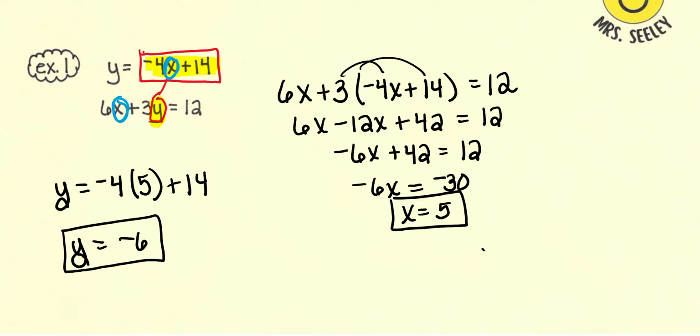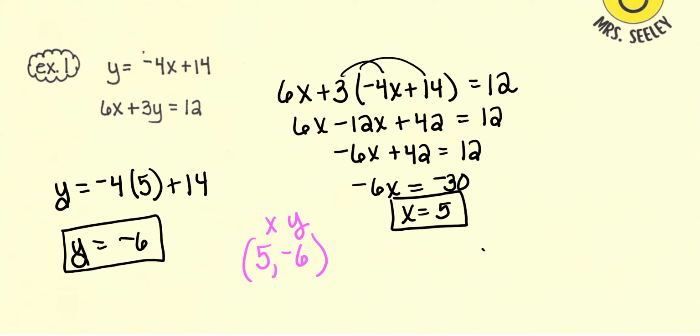Now, some teachers like this written as an ordered pair, so we'll do that. 5, negative 6, remembering that every ordered pair is x, comma, y. Now, one of the things that's great about these problems is that you can check your answers. You can go back to both of the original problems. Everywhere you see an x, you're going to put a 5. Everywhere you see a y, you're going to put a negative 6. And they should be true equations.